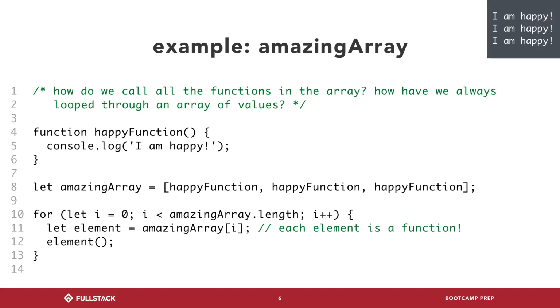So I'm going through every single element in the array. And for every single element, I'm invoking it. I'm assuming that every element in here is invocable. And if I can't invoke it, JavaScript will throw an error at me saying, element is not a function, right? But because it is, I print out I am happy three times to the screen.